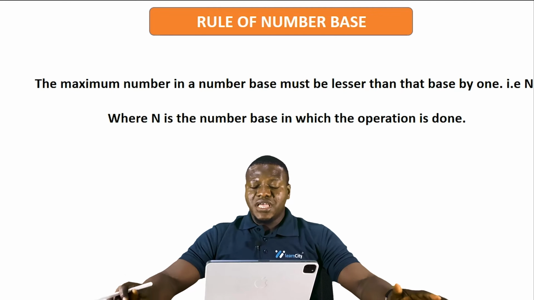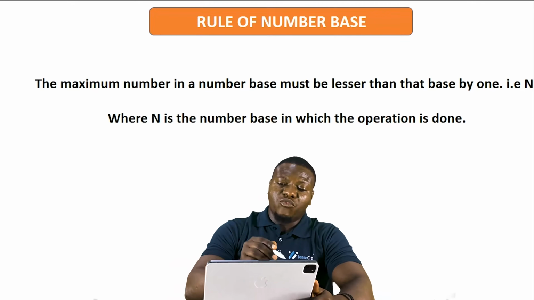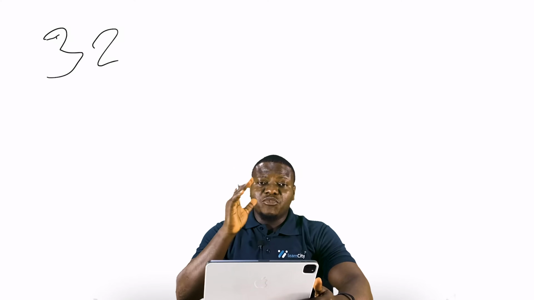For example, if I'm working in base 3, the maximum number I will have in base 3 should not be up to 3. So the maximum number I will have there will be 2. The maximum number should be n minus 1. So that is the maximum number. The maximum number in a base should be n minus 1.